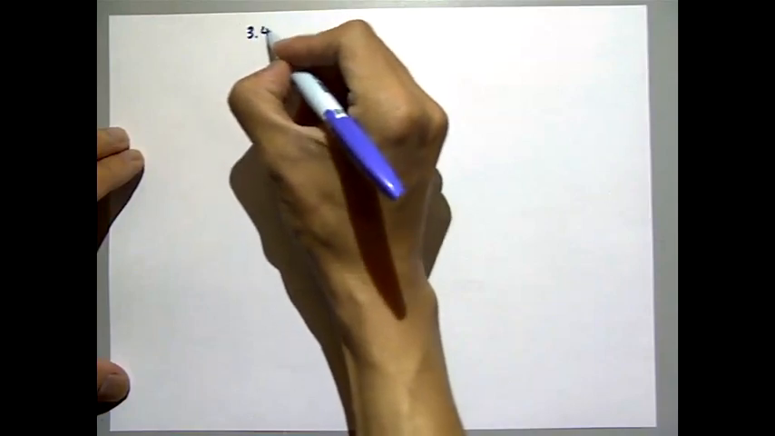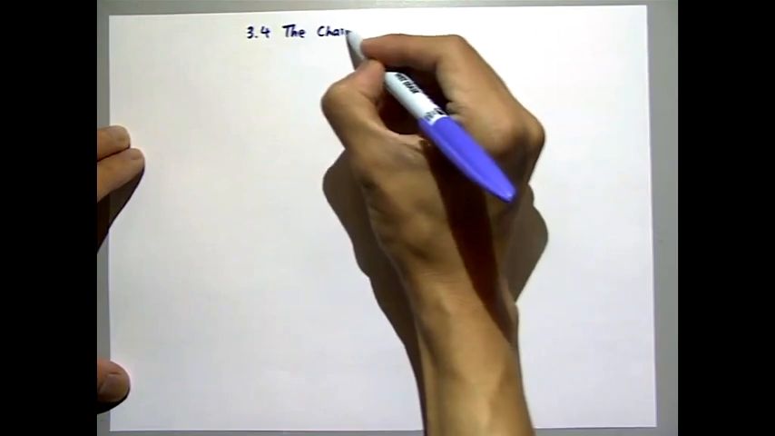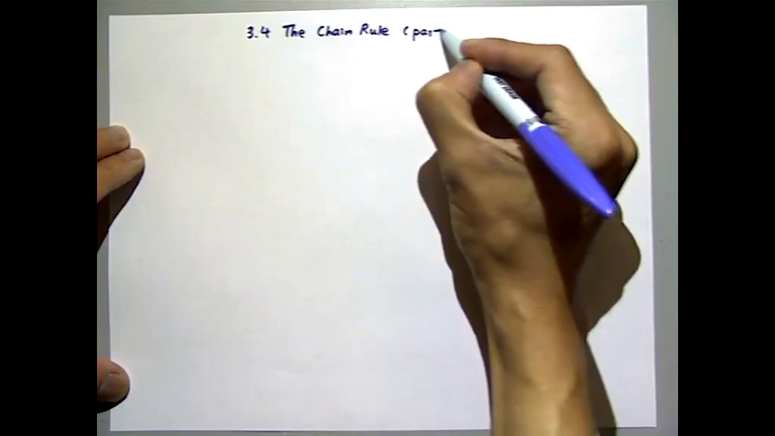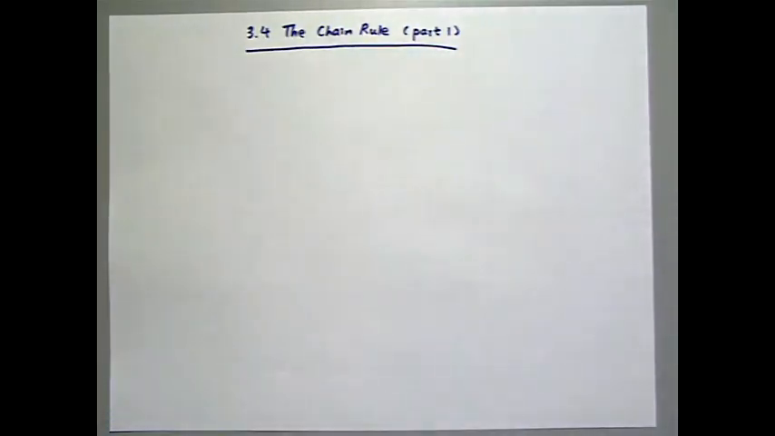So today we're going to be looking at the first part of section 3.4. It's a pretty important section. We're going to spend 2 days on it. Almost everything we do from this point on is going to have the chain rule involved. So again, this is a critical section. Make sure you really spend time and effort to understand what's going on here.